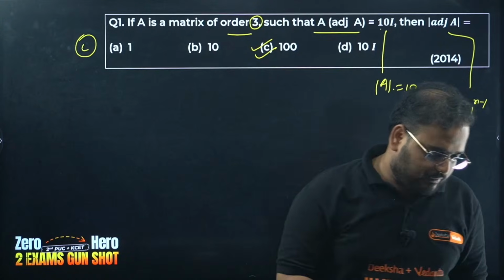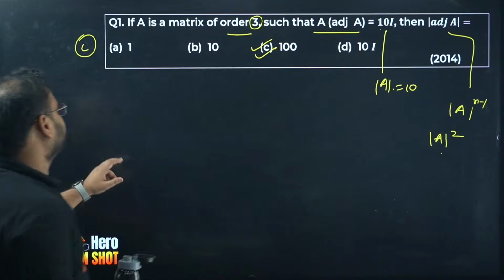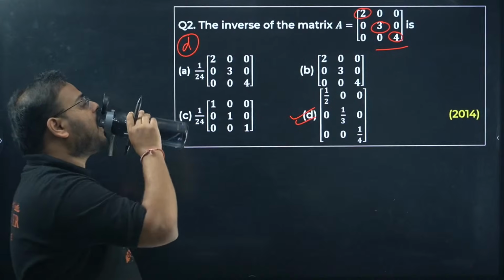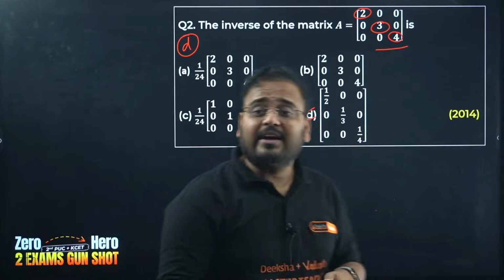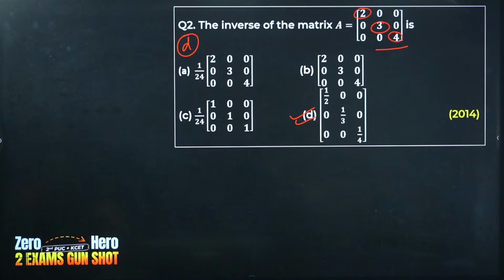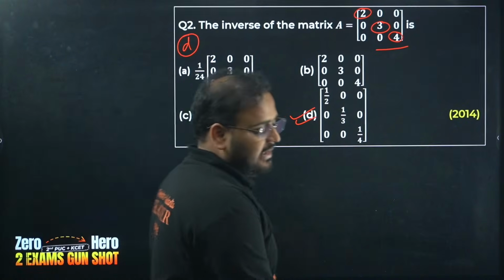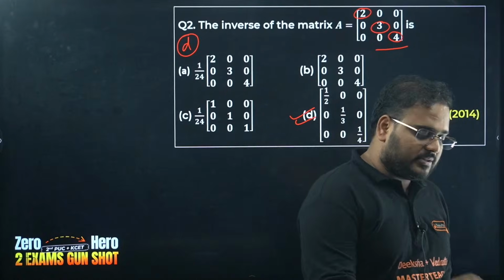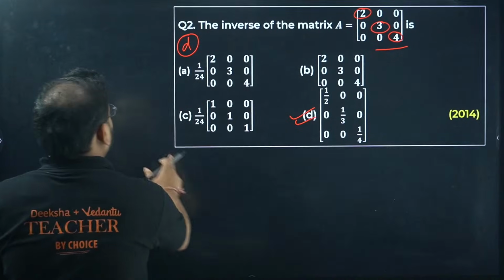Thank you, Pradyum. Moving on. Question number 2, I already gave the answer. For a diagonal matrix, if you're looking for the inverse, simply take the reciprocal of the elements in the diagonals. Question number 2, D is correct.